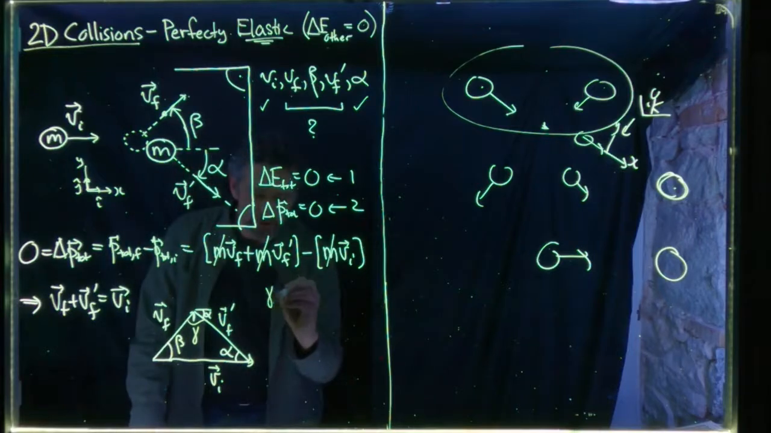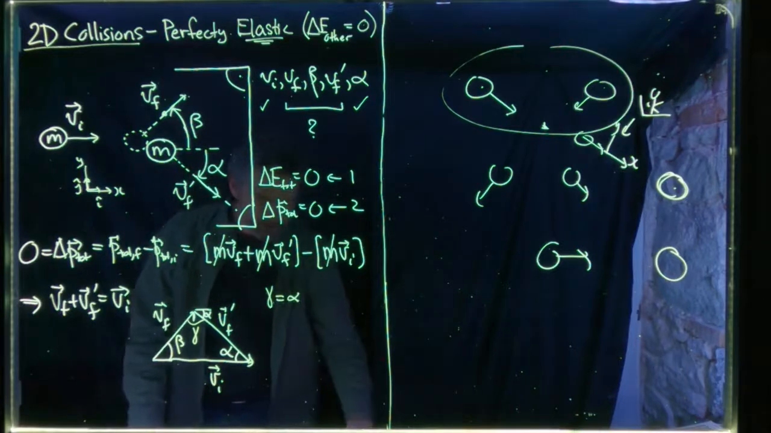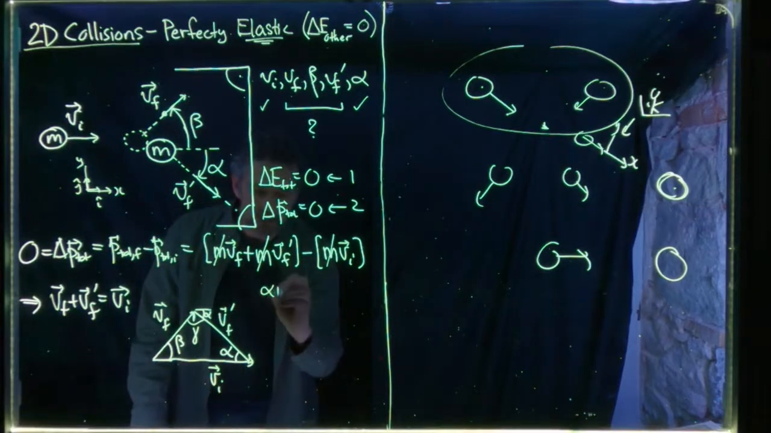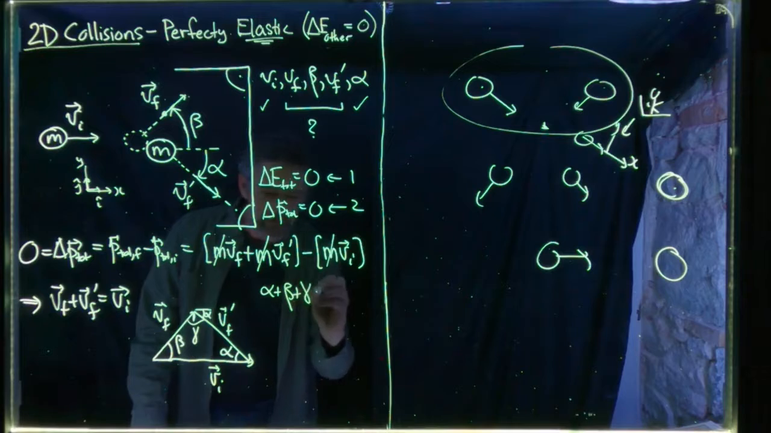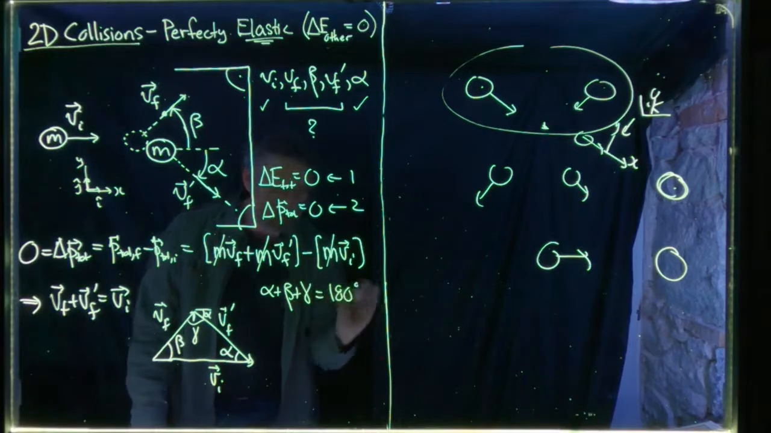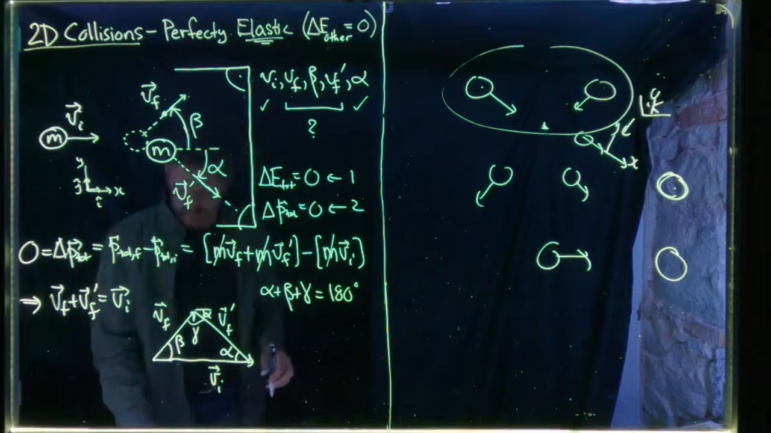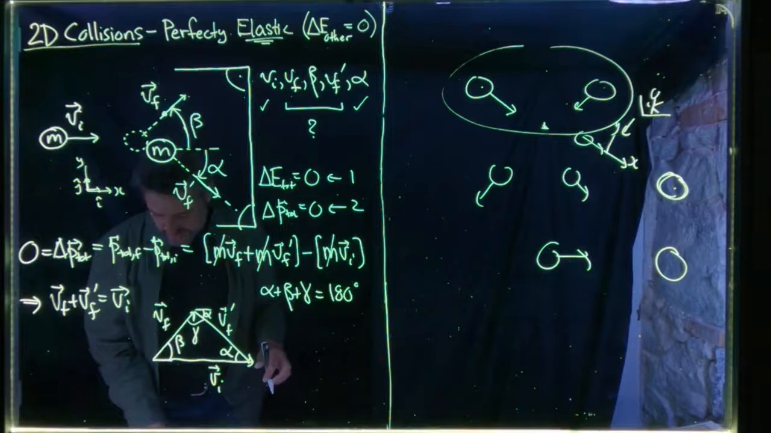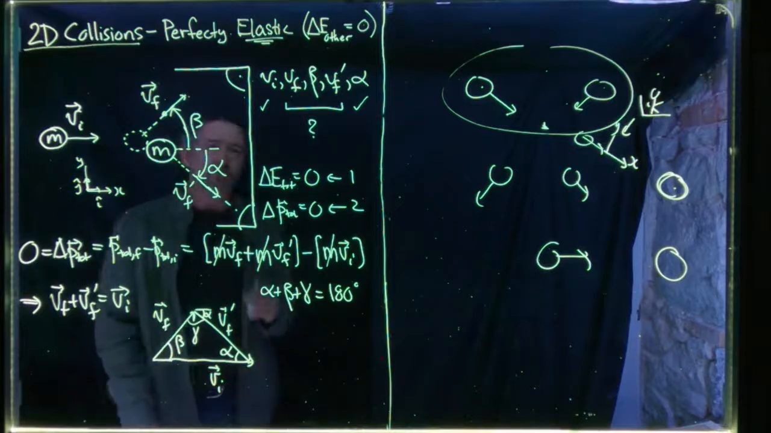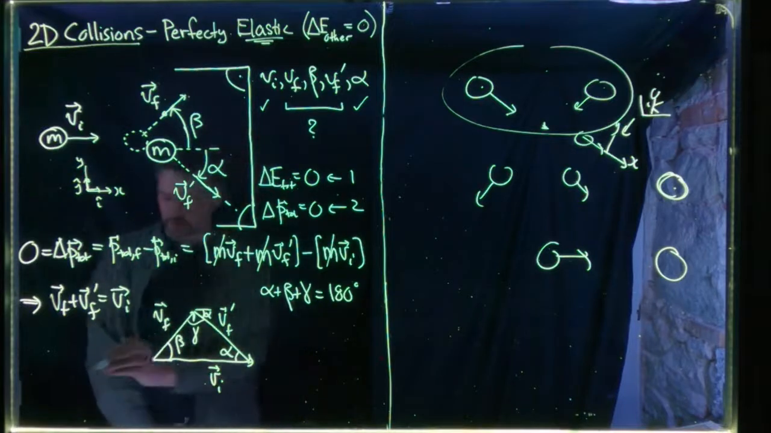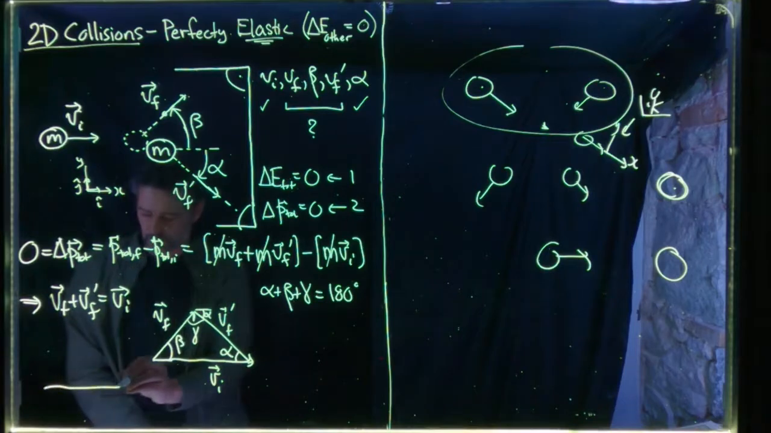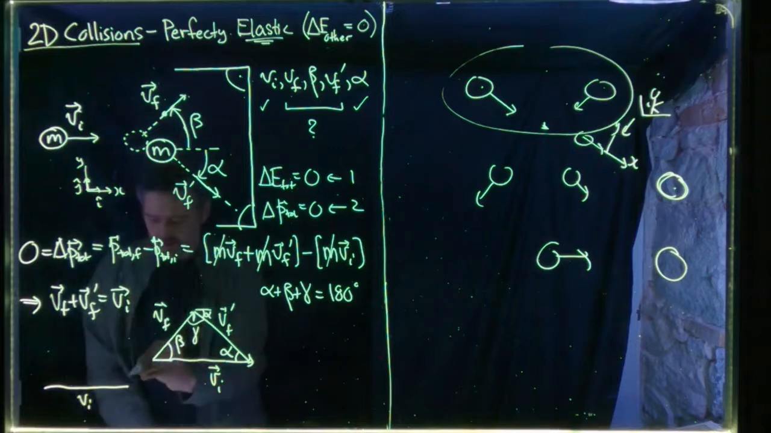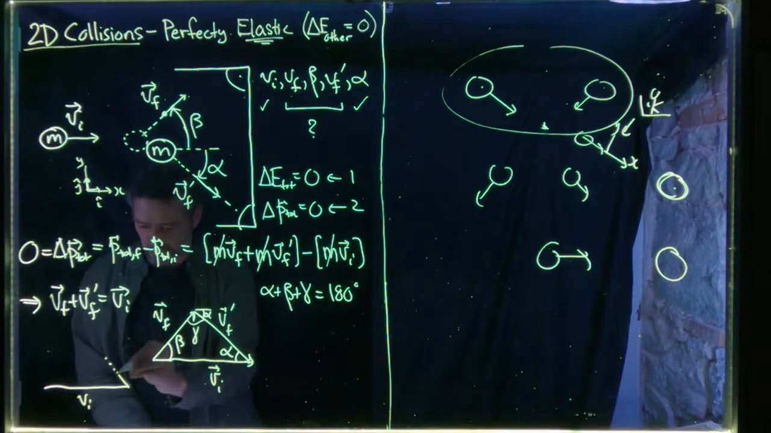And of course we know that alpha plus beta plus gamma is equal to 180 degrees, or pi radians. Okay, so we have that. And then what do we know about this? Well, what we know is the base of this triangle. We know the side length of the base of this triangle. That's the initial speed. And we also know the angle alpha.